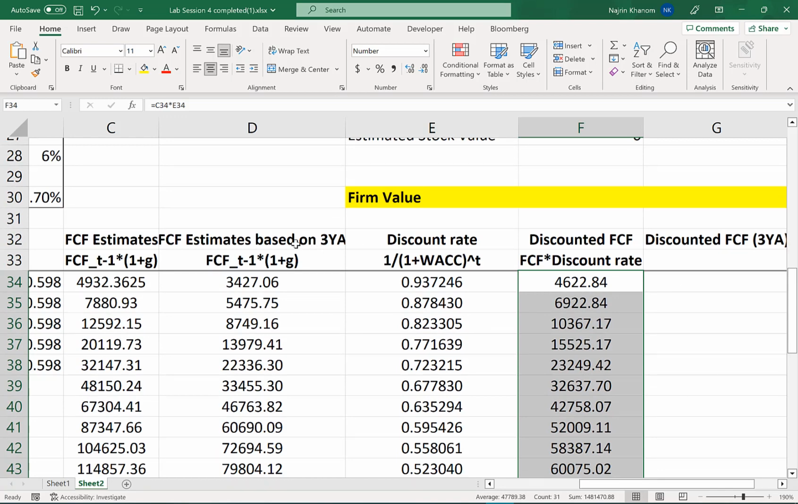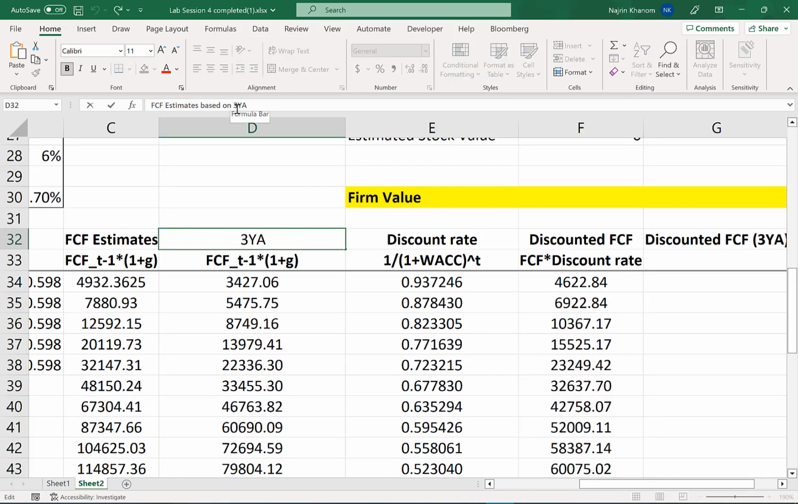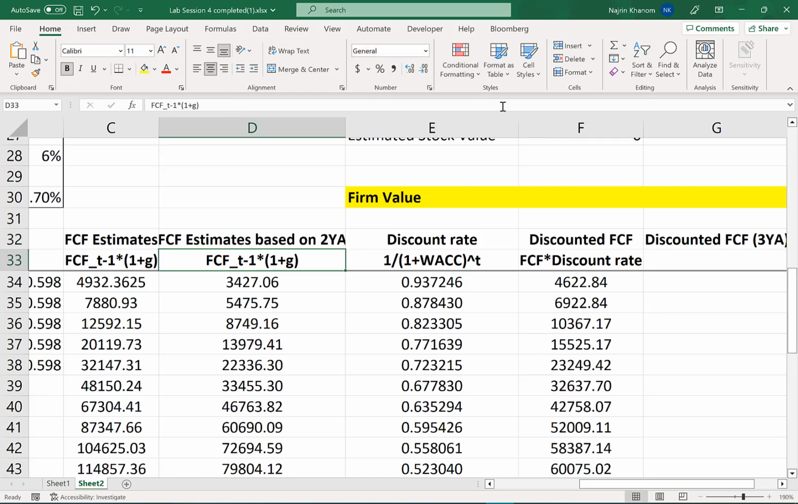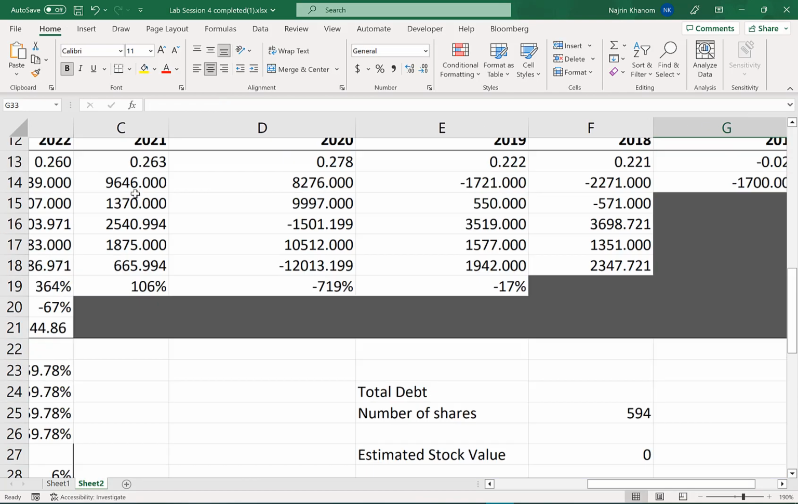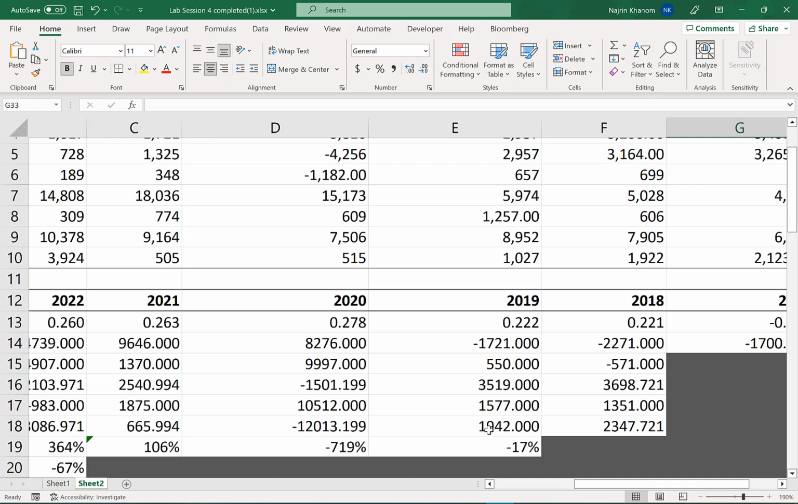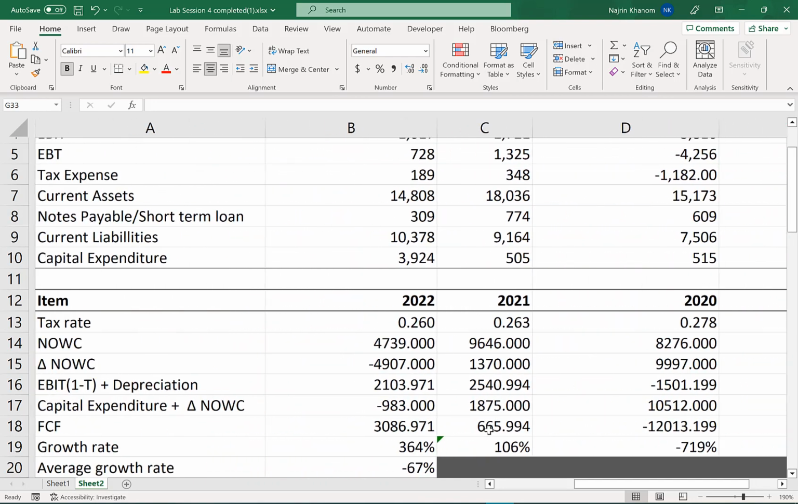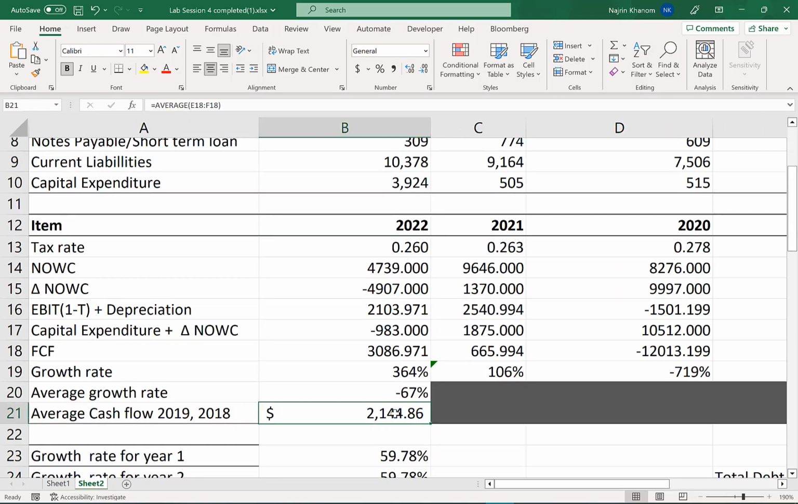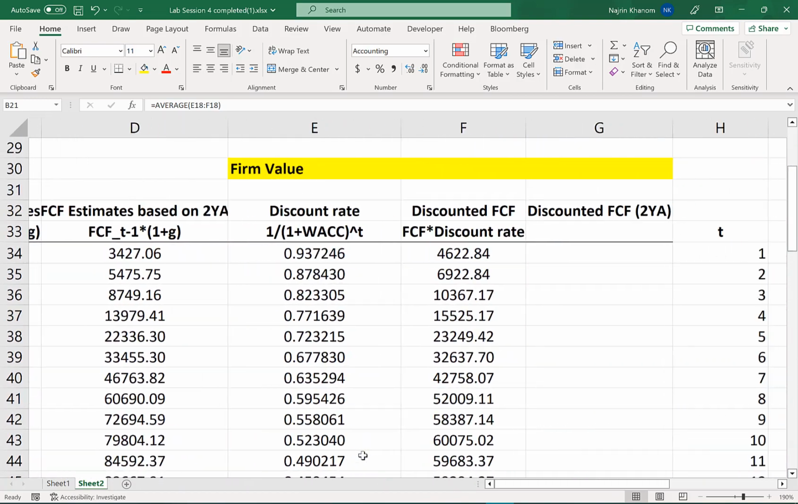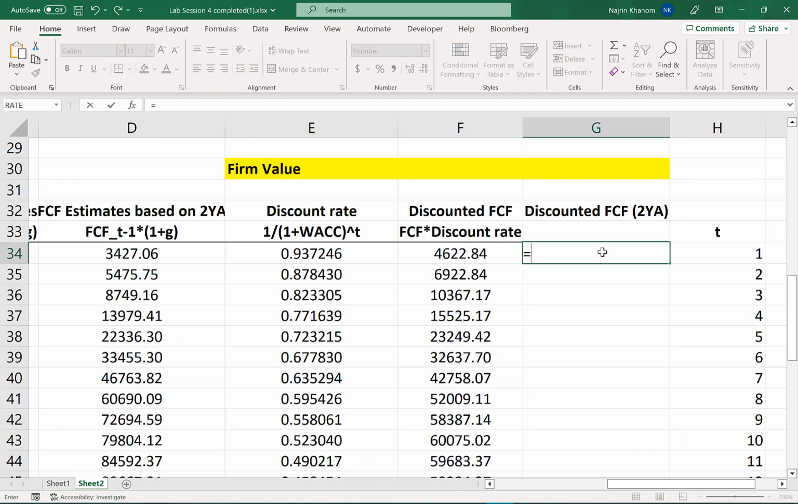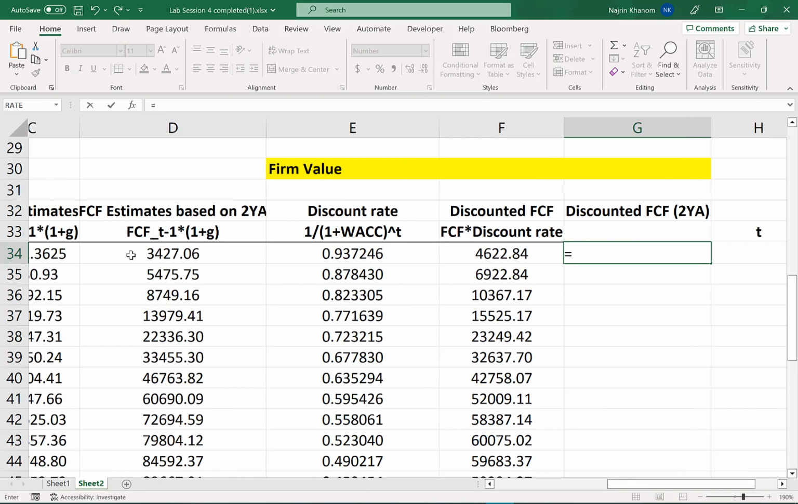And then we also have the discounted cash flows based on the last 2 years of pre-pandemic years. So this is right before the pandemic, the previous 2 years, what the average cash flow was. So this is using 1942 and 2347, the average of that as the base cash flow, and then growing from there. So the discounted cash flow is equal to, again, the 2-year average pre-pandemic times the discount factor.